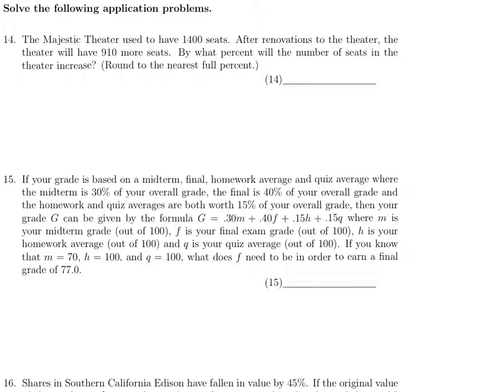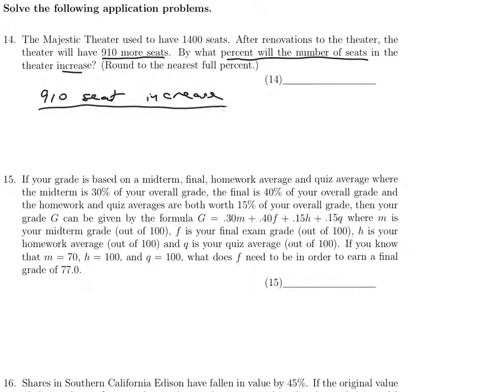And the key here is that this is the number of seats that increase. So 910 is the increase in number of seats, and we want to know what percent they will increase. So we're trying to convert this 910 seats into a percentage. So to do that, we compare to the total. And so this proportion tells us how many seats increase there is with respect to 1,400 seats total.